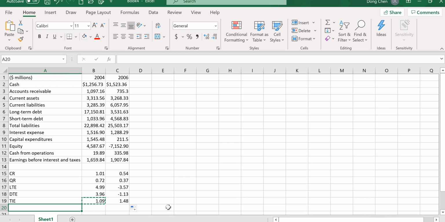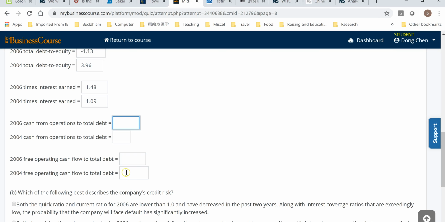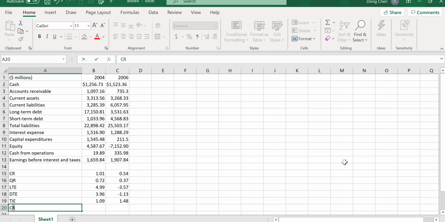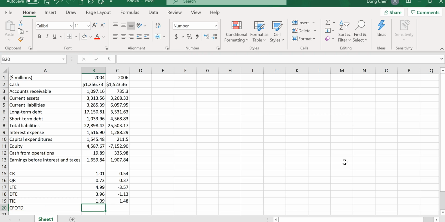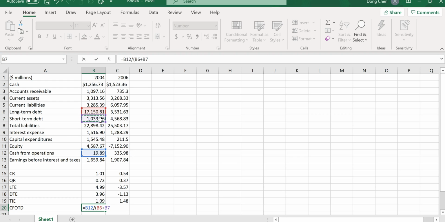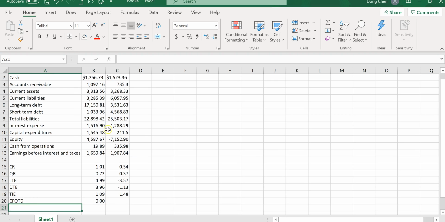So this is the cash from operations, CFO, cash from operations to debt. So this is basically the cash from operations, the numerator, and then the denominator is the sum of the long-term debt and the short-term debt. Okay, so it turns out to be a zero number.